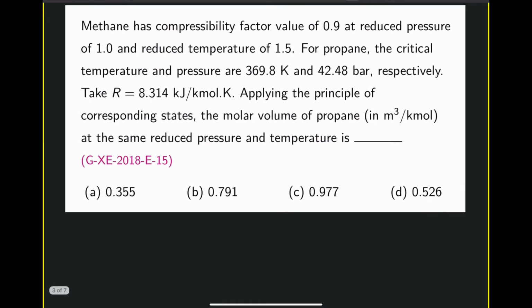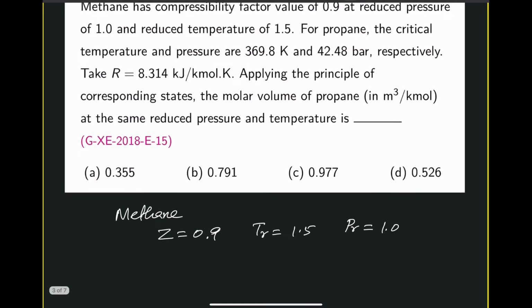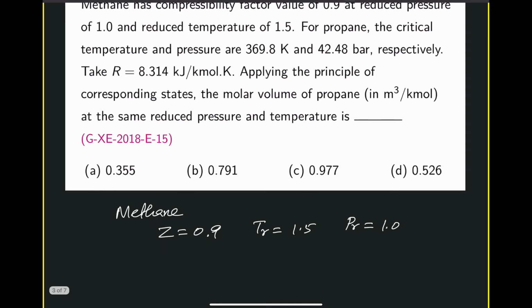Let us write the available information. For methane, Z equal to 0.9 at TR equal to 1.5. That is, reduced temperature is 1.5 and reduced pressure is 1. This is the data for methane.